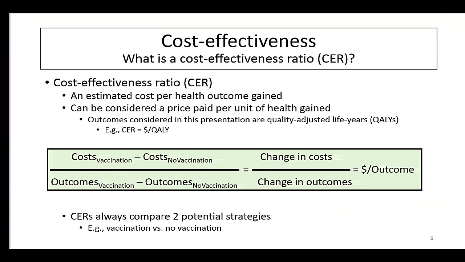Final note on cost effectiveness ratios is that they always compare two potential strategies. So in this little green box, we're comparing a vaccination strategy to a no vaccination strategy. You could also compare vaccination with vaccine A versus vaccination with vaccine B. And throughout the presentation, I'll be using this notation of strategy 1 versus strategy 2 to define our scenarios.